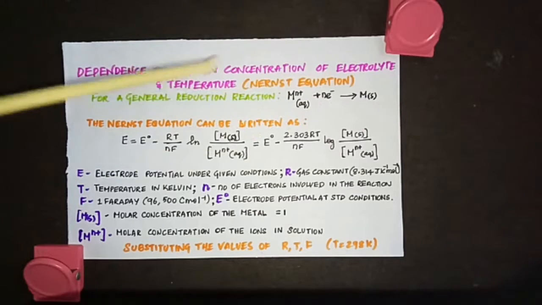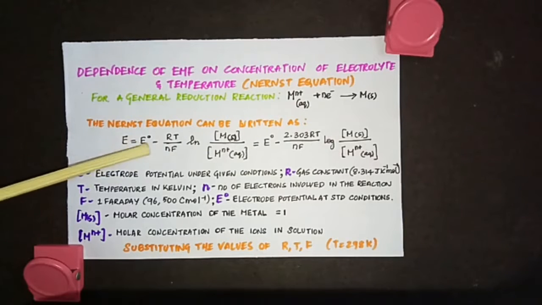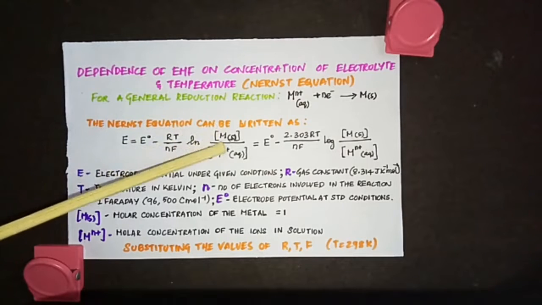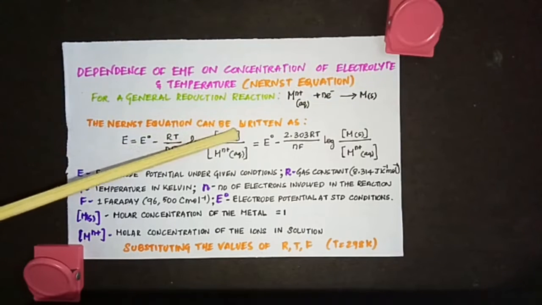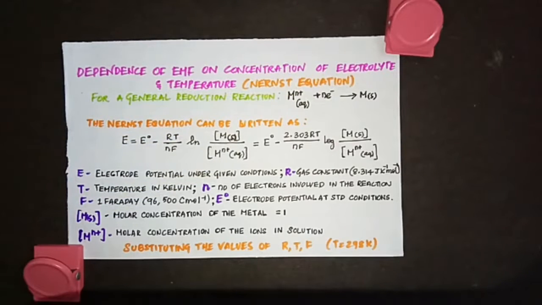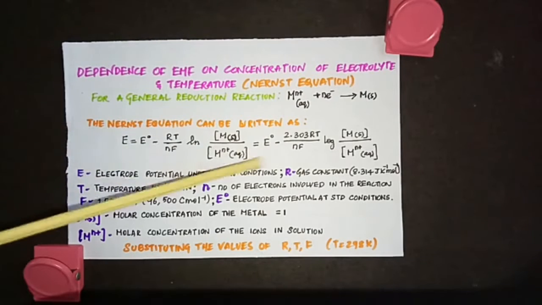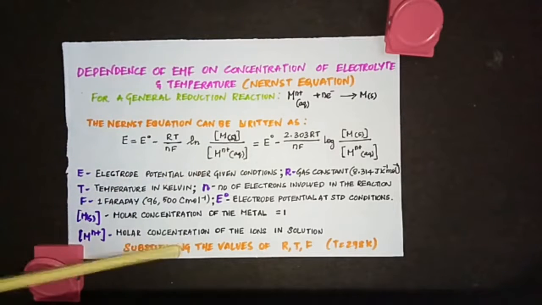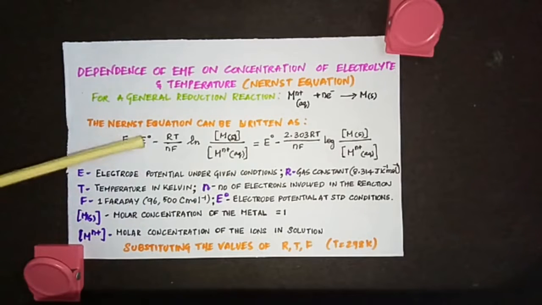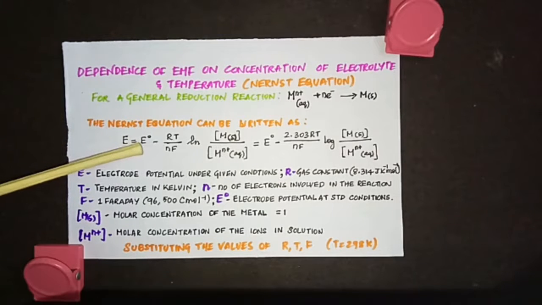For this, the Nernst equation is written as E = E° − (RT/nF) ln ([M]/[M^n+]), the concentration of the metal solid divided by the concentration of the ions in the aqueous solution. We are not going to go deep into this derivation. We are going to see how to use an equation to calculate the EMF of the cell when the concentration is not 1 molar. Now see, what is this E? E is the electrode potential under given conditions. And E° is the electrode potential at standard condition.